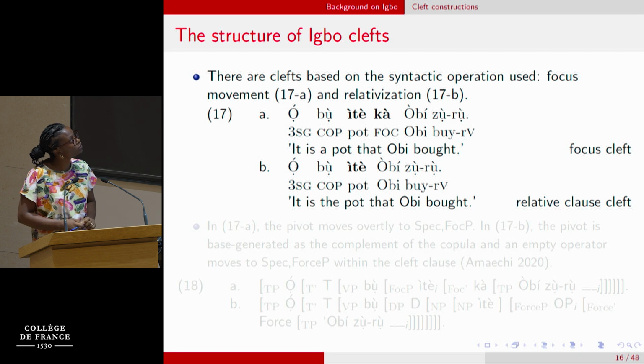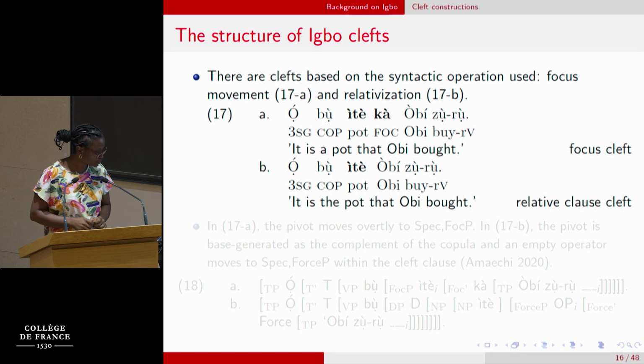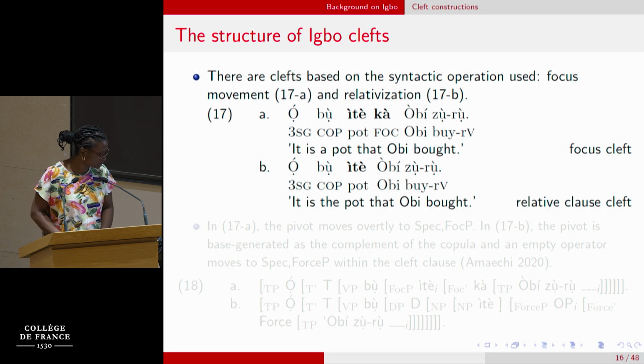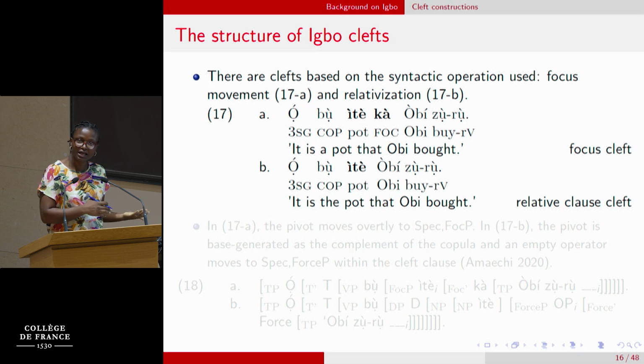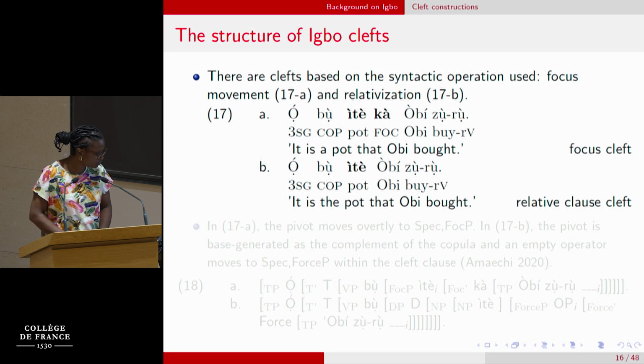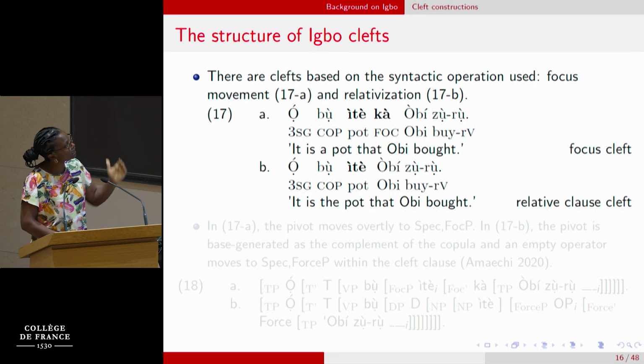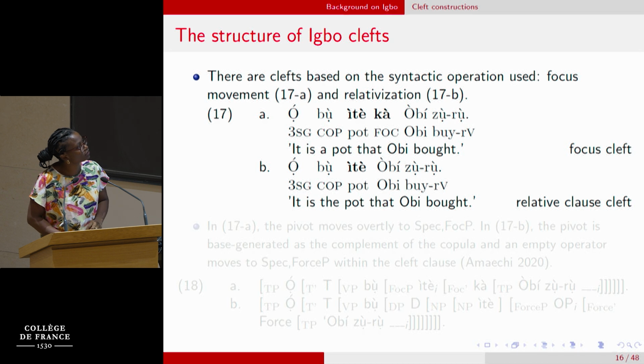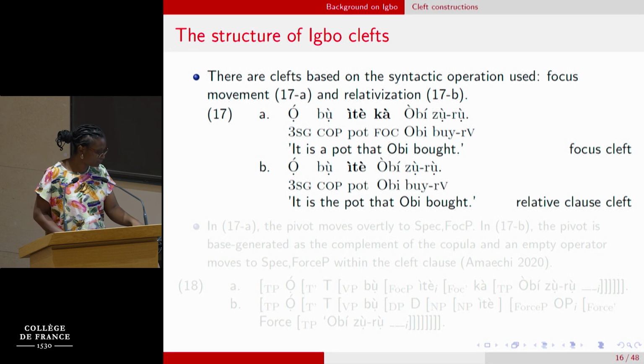And moving on to the structure of cleft constructions, I showed you earlier that the WH questions involving focus can also be expressed with a cleft. So we have a cleft construction where we have focus movement within it in 17a. But then there is also another cleft where we do not get the focus marking, but rather what we see is that it looks exactly like a relative clause.